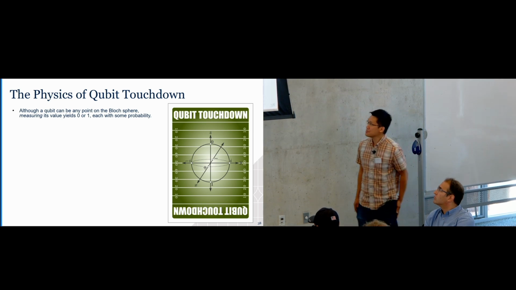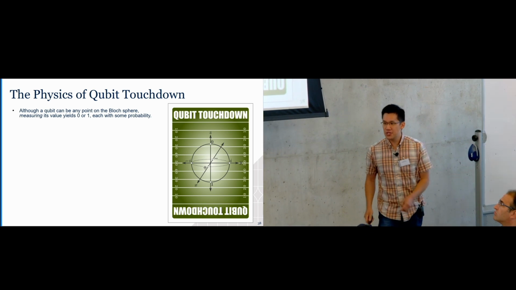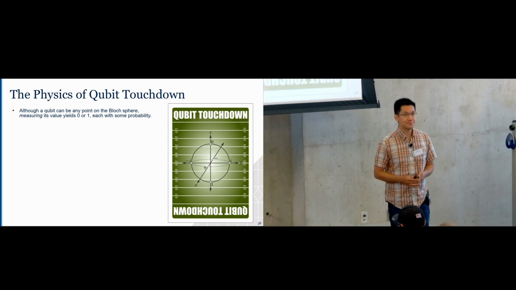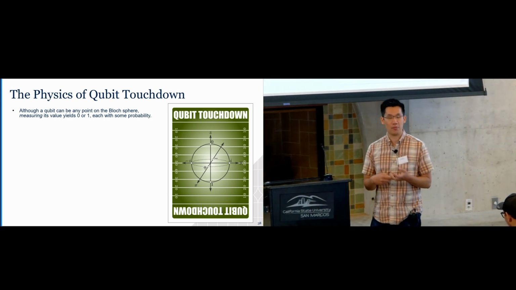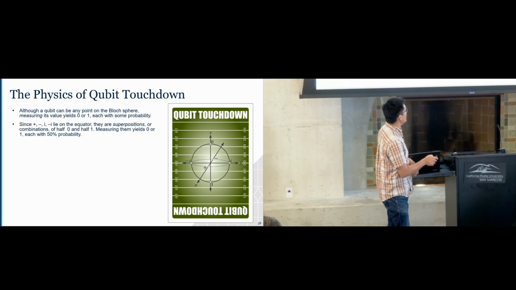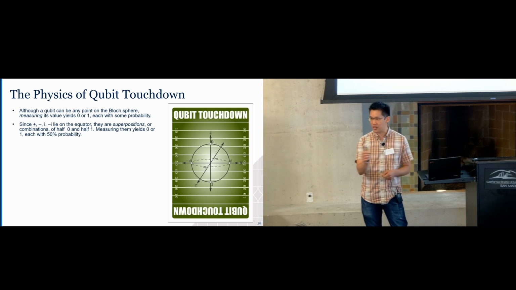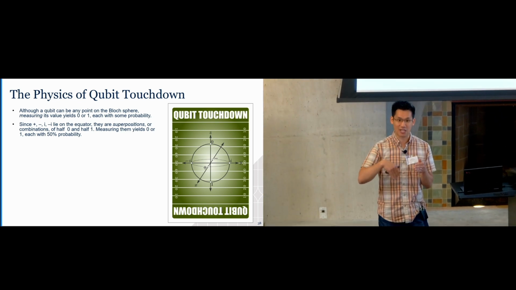Another thing is that even though a qubit can be anywhere on the sphere, you have to ultimately measure and get a result out, which is a 0 or a 1. And so when you measure it, you only get 0 or 1 with some probability. If you look at plus, minus, i, and minus i, those are all on the equator. So they're, in some sense, halfway between the North Pole and the South Pole.